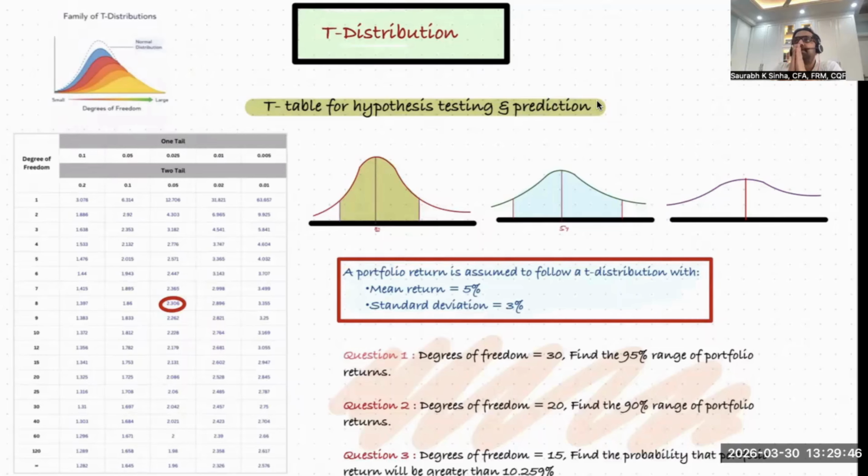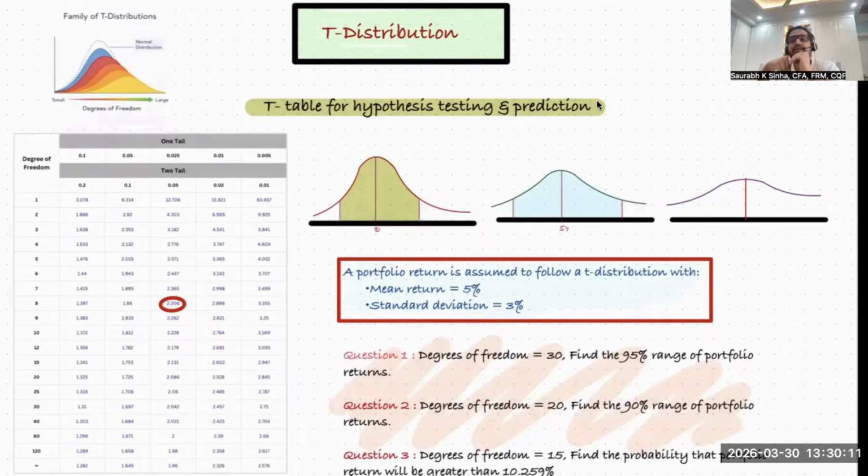Now, why do we have to look into this t-table? Because when we do the prediction, we speak in terms of probability. We never say that we are 100% sure that the stock return would be 5%, or that we are 100% sure that the stock return would be between 4 to 5%. It would be absurd to speak in terms of 100% confidence or 100% probability in the world of statistics.